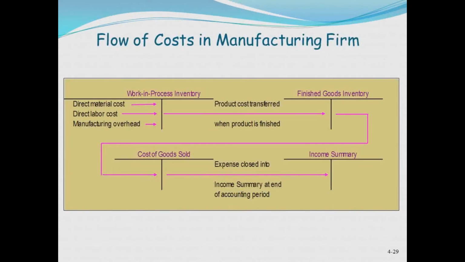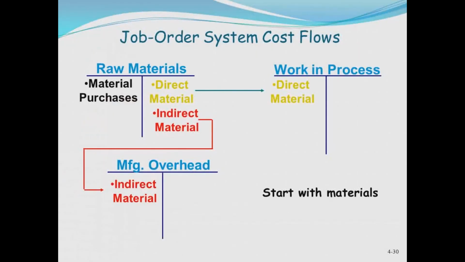From the perspective of how it's accounted for, they all start off in work in process inventory. They move over to finished goods, cost of goods sold, and they eventually get into the income statement. A little more detail on this. Direct materials: you purchase the materials or you get them out of inventory. They go into work in process. Indirect materials that are requested do not go into work in process. They go into overhead.